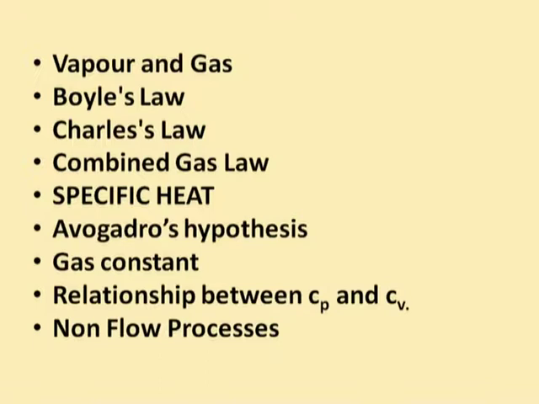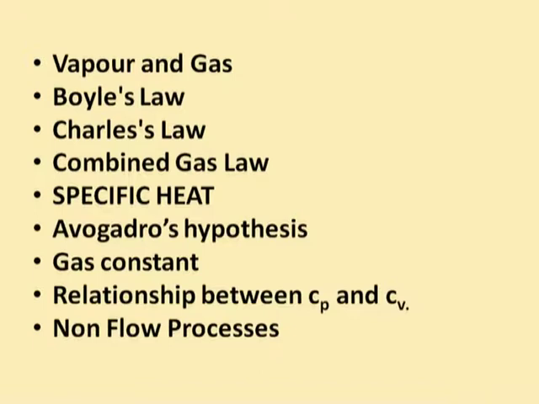We have learned about the Avogadro hypothesis. We have seen gas constant, universal gas constant R. Then we have established the relationship between Cp and Cv. We have seen that in the case of gas, we have to consider two specific heats. One is at constant pressure, that is Cp, and another is at constant volume, that is Cv.